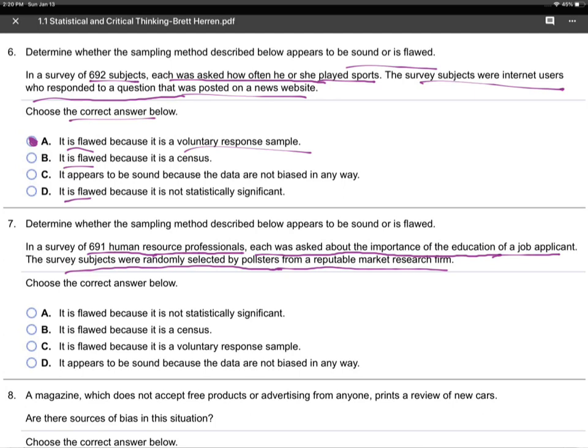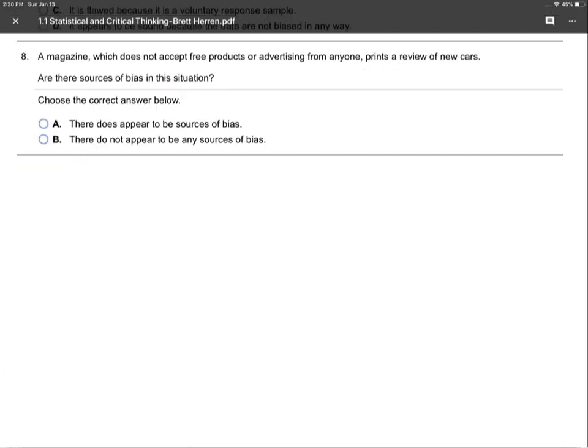Is it flawed or is it good? Is it voluntary? No, it's randomly selected. Yeah, it appears to be good. That's a good study. They're going to get reliable results because they randomly selected people, so they're not just getting the extreme views that you get with a voluntary sample. Yeah, that one's good. All right, number 8.